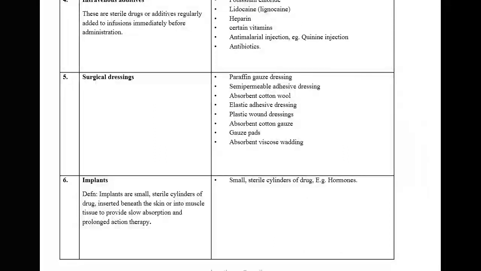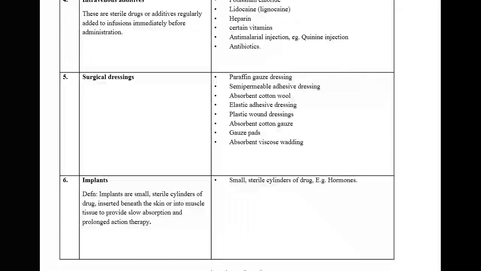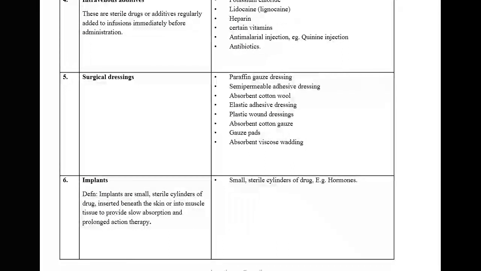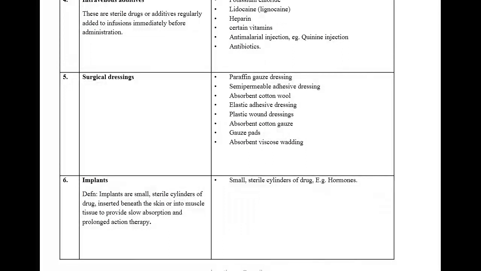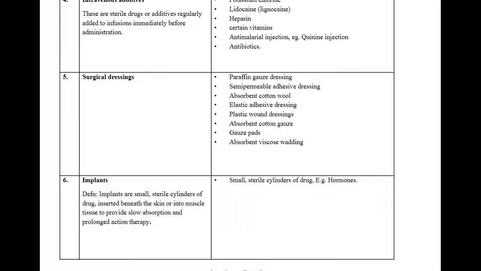Another type is intravenous additives. By its definition, these are sterile drugs or additives regularly added to infusions immediately before administration. For example, potassium chloride, lidocaine or lignocaine, heparin, certain vitamins, antimalarial injections like quinine injections, artesunate, and whatever antibiotics are examples of intravenous additives ambazo unaziongeza kabla hujaadminister ile dawa yako.